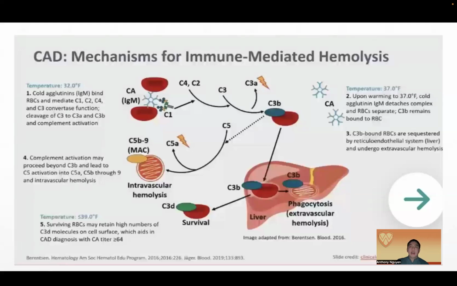Then when the temperature warms up to 37 degrees, cold agglutinin IgM detaches from the complex, and the red blood cells separate. However, the C3b remains bound to the red blood cell. Then C3b-bound red blood cells are sequestered or trapped by the liver and the spleen and undergo extravascular hemolysis in the liver and the spleen. And the complement pathway can also proceed beyond C3b and lead to C5 through C9, and this causes intravascular hemolysis.